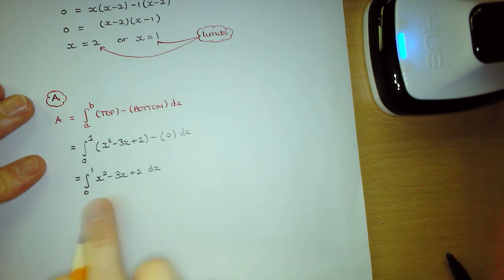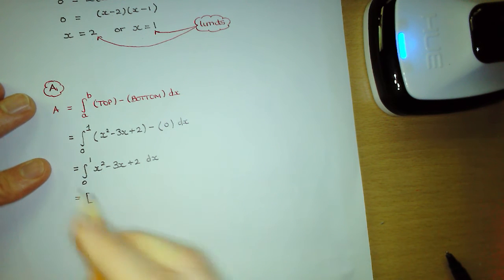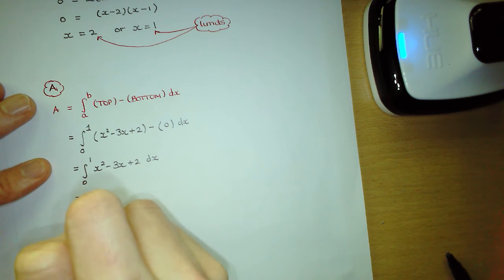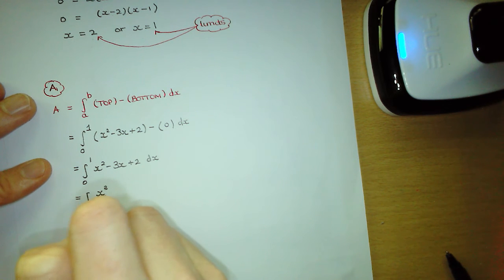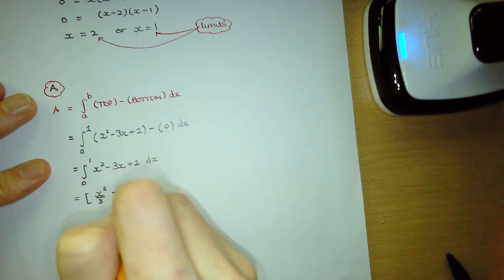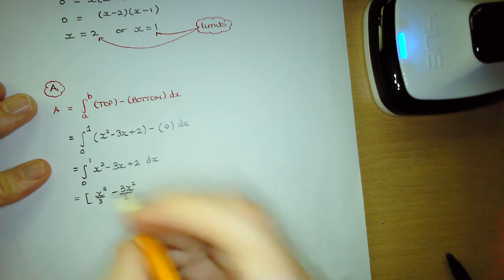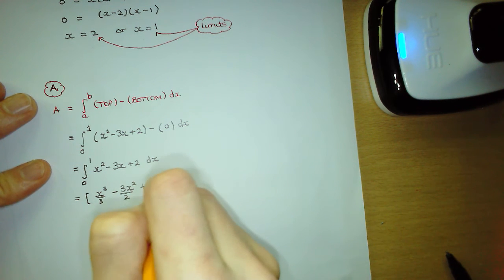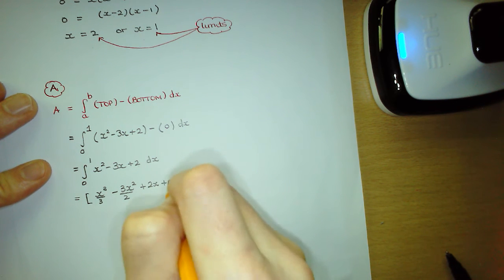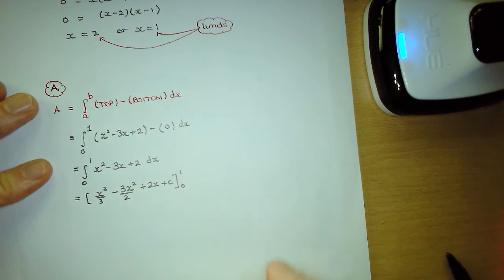Okay, we're ready now to integrate. So we're going to put square brackets in this time because we're integrating with limits. So add 1 to the power, divide by the new power. So we're going to have x cubed over 3. Add 1 to the power, divide by the new power. We're going to have minus 3x squared over 2. Integrate a constant. We just put an x on the end of it. Don't forget to add on a constant, plus c. And then our limits go immediately outside after it.